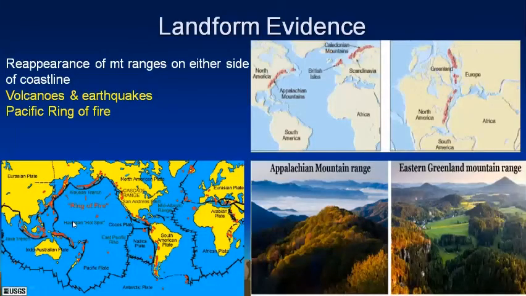Then the landform evidence, so the reappearance of mountain ranges. These are again the various proofs that we spoke about in the continental drift theory. The same evidences we can also use for plate tectonics. And with that, we can also use the proof of the Pacific Ring of Fire. I have already told you about the Pacific Ring of Fire.